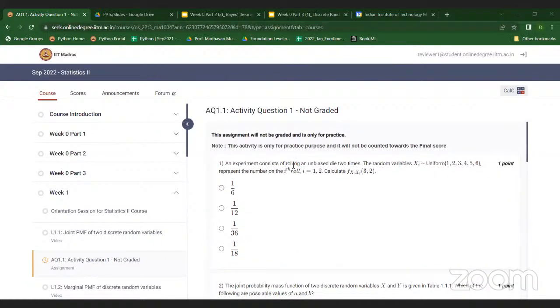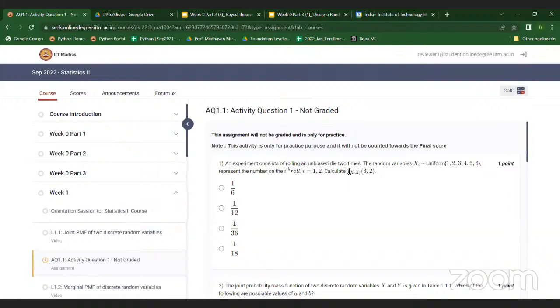Okay, let's look at the first question. The experiment consists of rolling an unbiased die 2 times. The random variable Xi is uniform and represents the number on the ith roll, with i equal to 1 to 2 because we just roll the die twice. Xi is uniformly distributed. The outcome of rolling a die is uniformly distributed, which says all outcomes have the same probability of occurring. This i represents the ith roll. Since the experiment consists of rolling a die 2 times, i will be 1, 2.